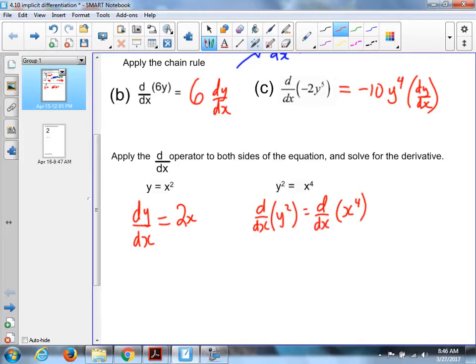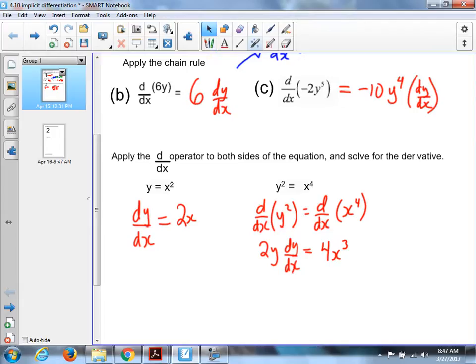So I take the derivative of the left, I've got to take the derivative of the right. Now, y squared, I'm hoping you're thinking 2y. It's a mismatch, dy by dx. The right-hand side is a match. So 4x to the 3, 4x cubed.